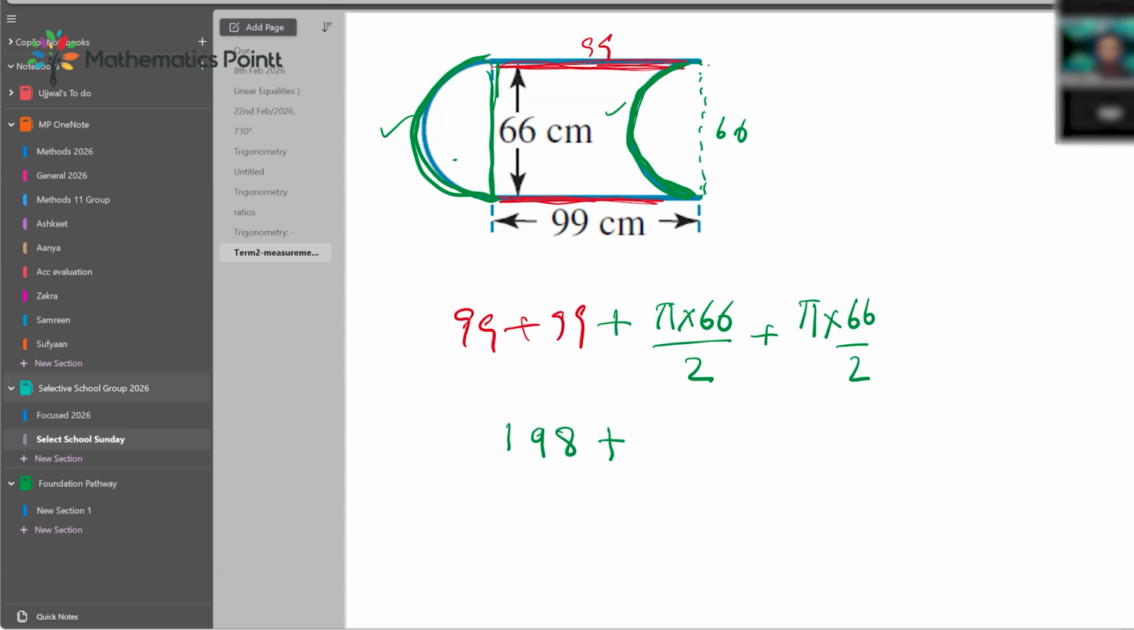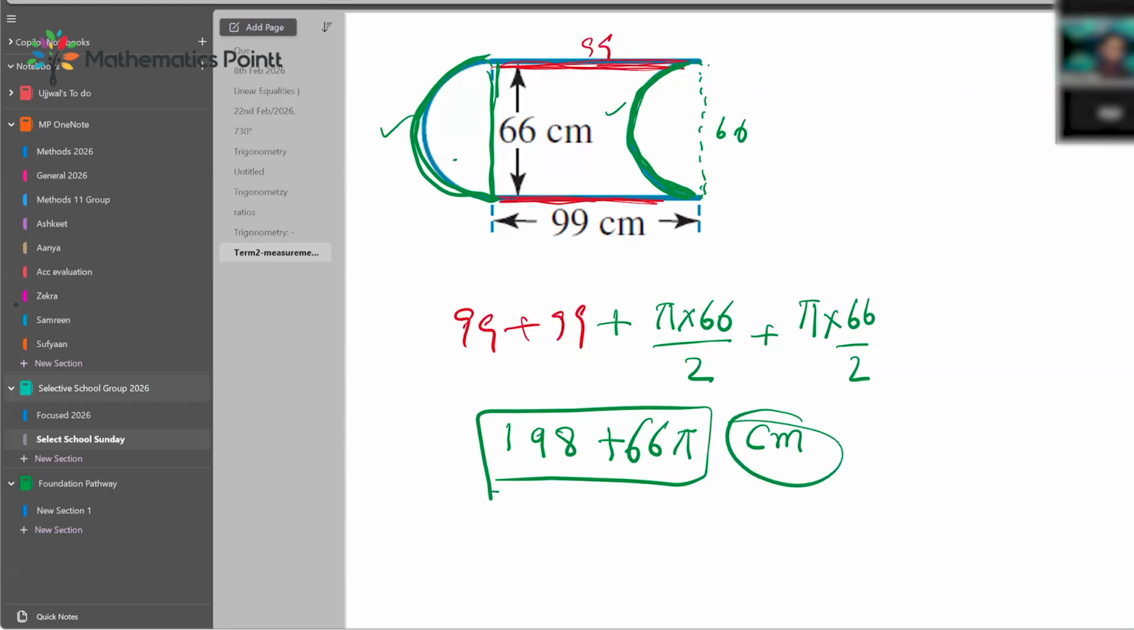So this eventually becomes 198 plus 66 pi centimeters. I've seen a lot of you have just given the answer without units. Obviously, your selective school exam will not really care about the units because they are multiple choice. But for people who really want to learn and improve down the track, the units are very important. Please don't forget to write the units when you're doing it in your school exams.